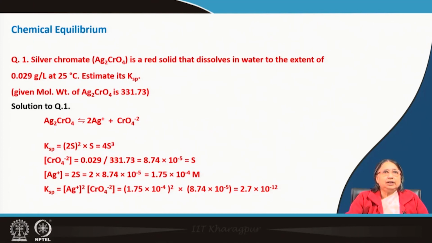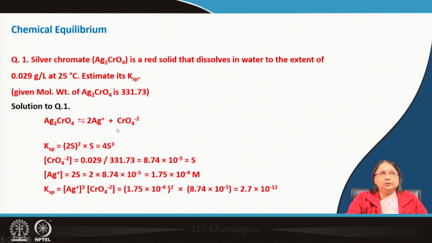Now, chemical equilibrium, this is a very simple example to understand what is solubility and what is solubility product. Here it is given silver chromate Ag2CrO4 is red solid that dissolves in water to the extent of a given number of grams per liter at 25 degrees centigrade. Then what is the KSP value?